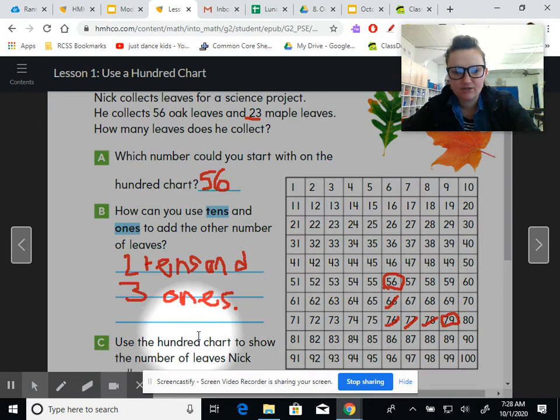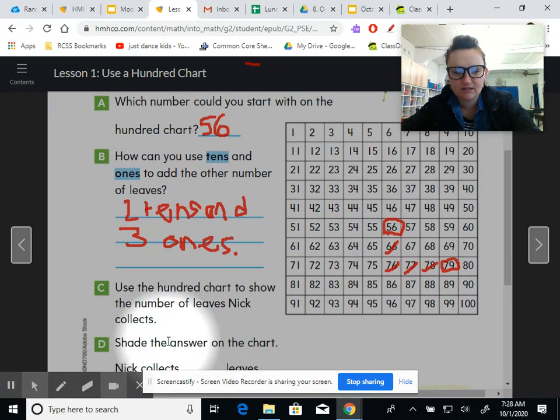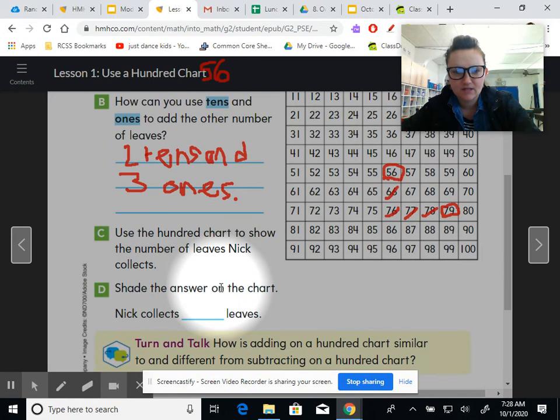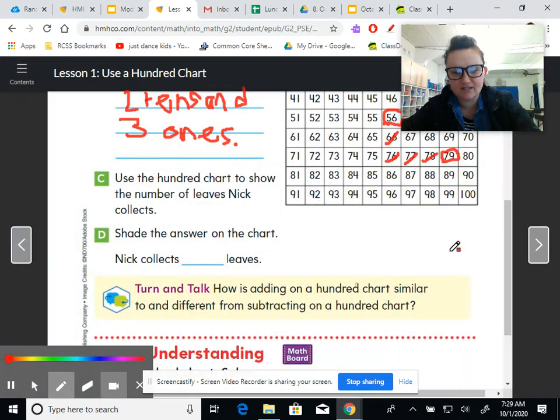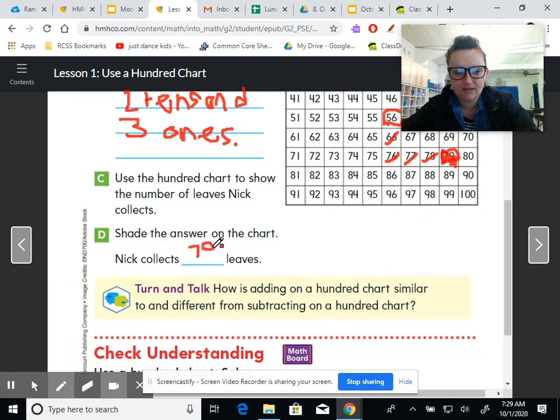Okay, then I'm going to say use the hundreds chart to show the number of leaves Nick collects. Okay, so then we did. So now it says shade the answer on the chart. Well, we kind of did. We circled it, but whatever. I'm going to color it in. Okay, so he collected 79 leaves.